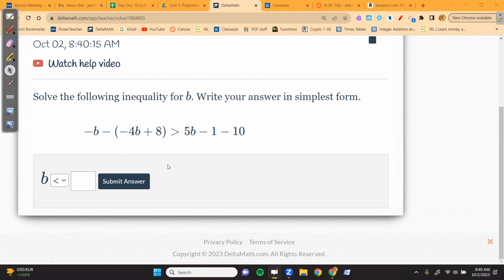So notice this time there is no graph, right? Notice also that it does not want your variable on the other side. Like Mr. Roscoe said, it's not going to allow you to do it backwards. So what do we do first in this one? So we get negative b, and then what? Plus 4b.